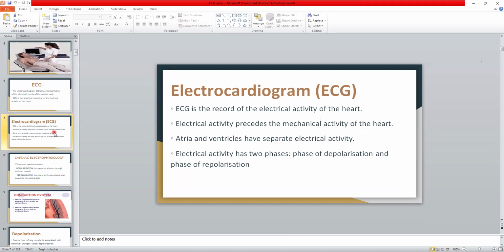Now let me explain briefly about the anatomy and physiology of the heart. We all know that ECG is the record of electrical activity of the heart. Normally, the electrical activity precedes the mechanical activity of the heart. In the heart, both the atria and ventricles have separate electrical activity. The electrical activity has two phases, the phase of depolarization and the phase of repolarization.